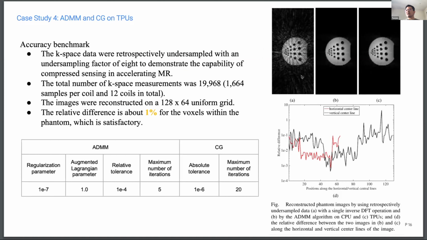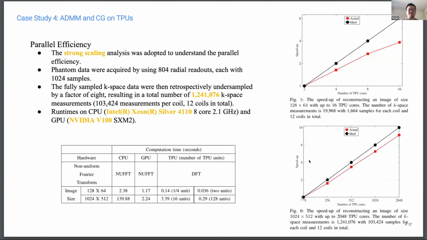This figure shows the phantom: A, B, and C. A is the phantom data we used, and B is actually the single inverse DFT without the iterative scheme. C is the reconstructed image on CPU, and D is the reconstructed image with the TPU. We also draw two center lines of accuracy: a horizontal center line and a vertical center line, and we plot them in this figure. You can see that within the phantom range, the accuracy is close to 1%, which is considered satisfactory accuracy. So next is the performance.